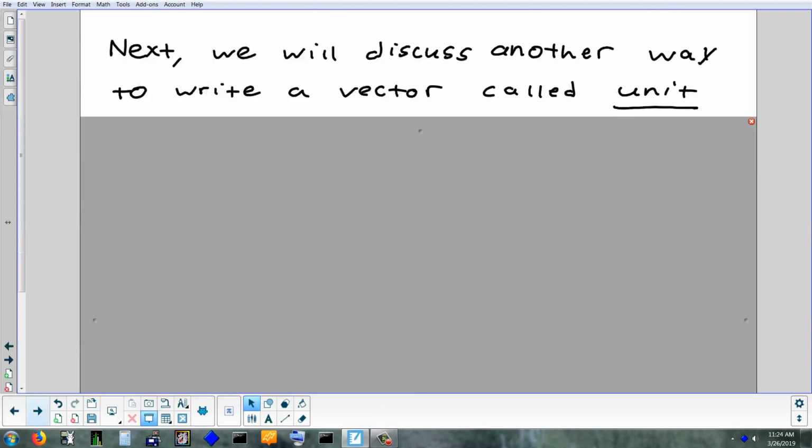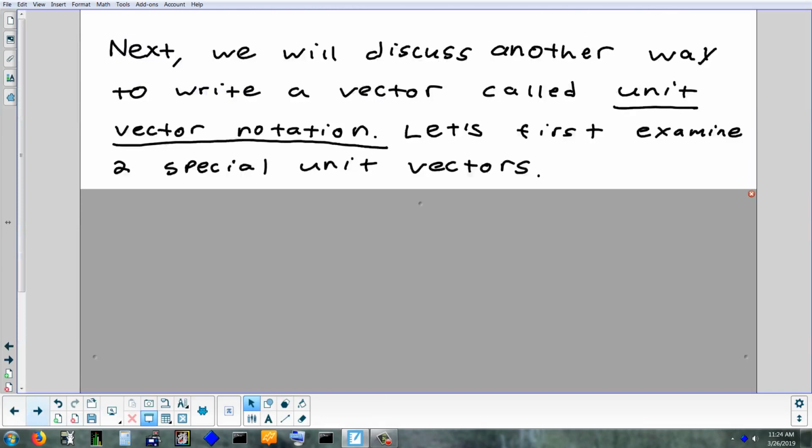All right, so we've talked about how to represent vectors as an arrow. We've talked about how to represent them using that algebraic notation with the angle brackets. I'm going to show you the third and final way, probably the most common way, and that's called unit vector notation.